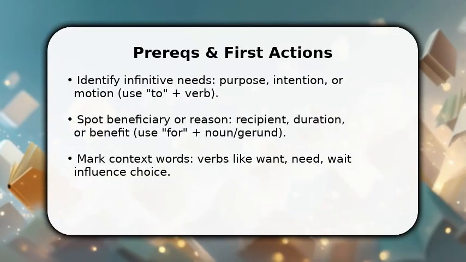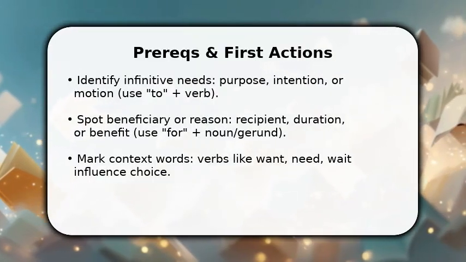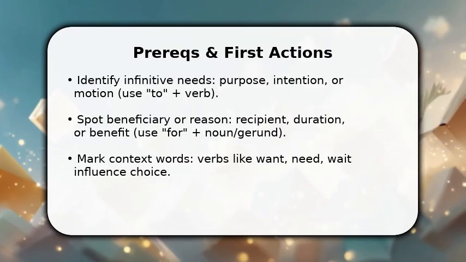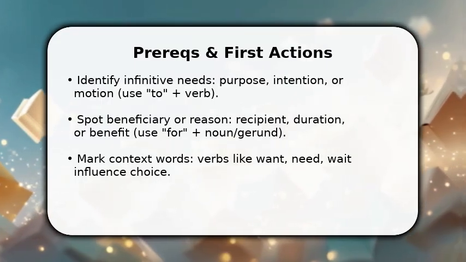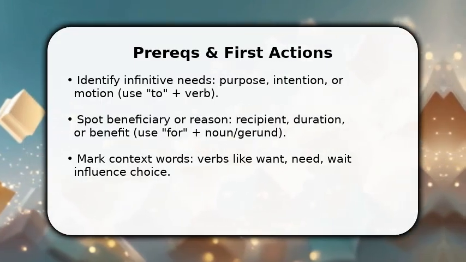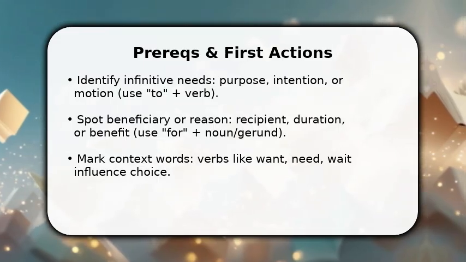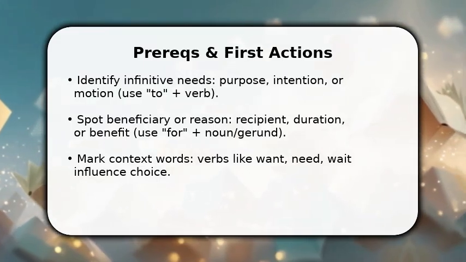You start by recognizing what role the word must play. If you mean purpose, intent, or motion, reach for to plus verb. If you mean benefit, recipient, duration, or reason, pick for plus noun or gerund.